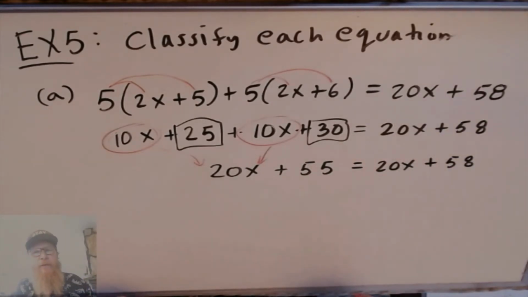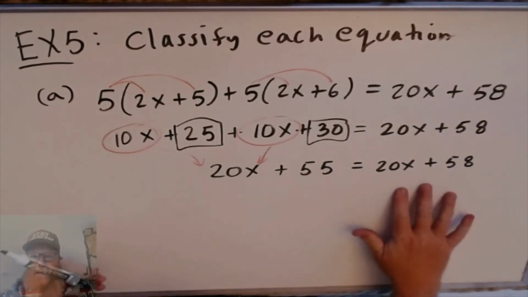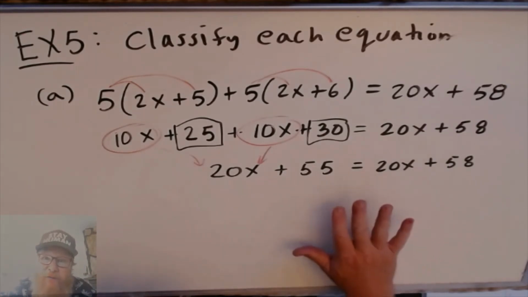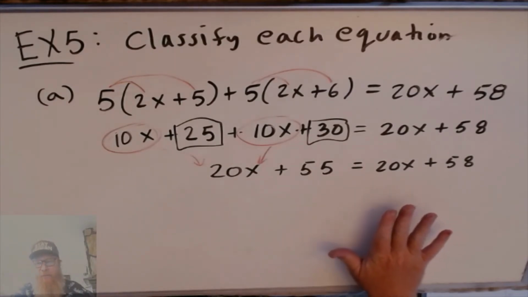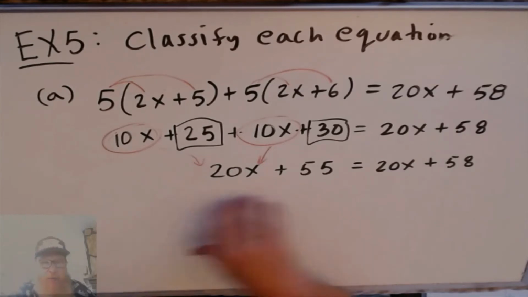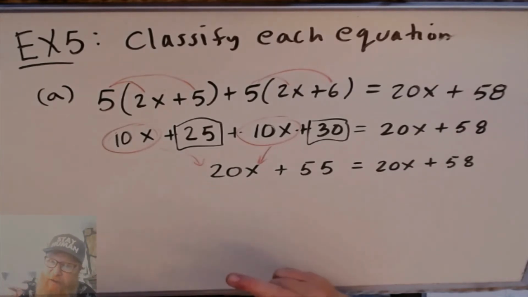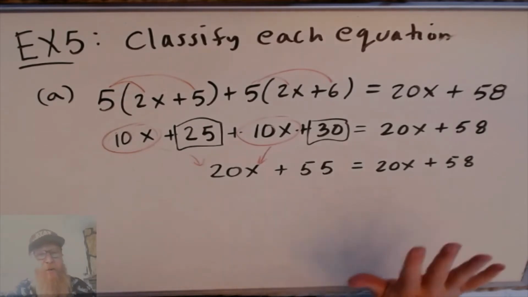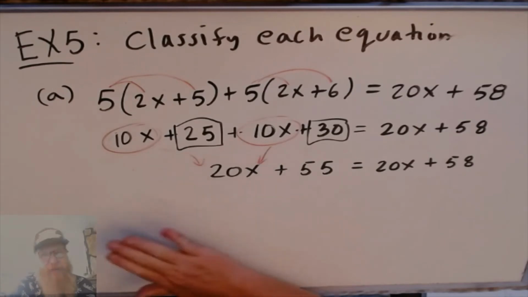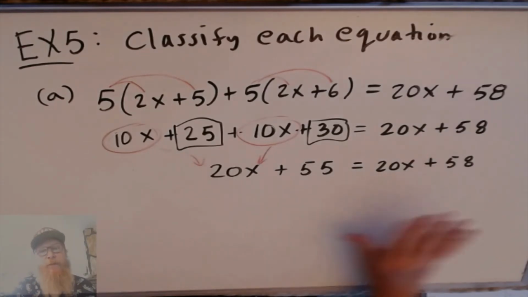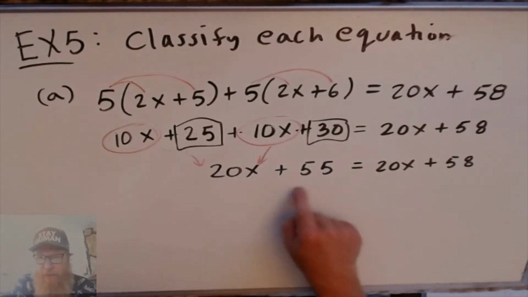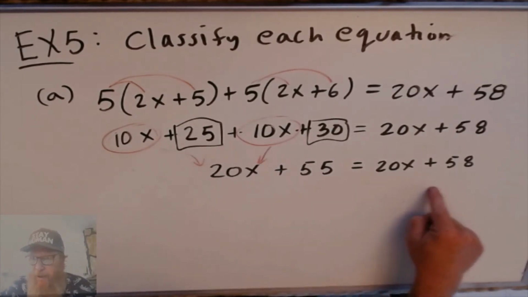All right. So now, are they identical? No, they're not. They're close, but they're not identical. So this would be not an identity. Now we've narrowed it down. It's either going to be conditional or it's going to be a contradiction. A contradiction is easy to spot because it makes no sense. A contradiction is a false statement. Does 20x plus 55 equal 20x plus 58?